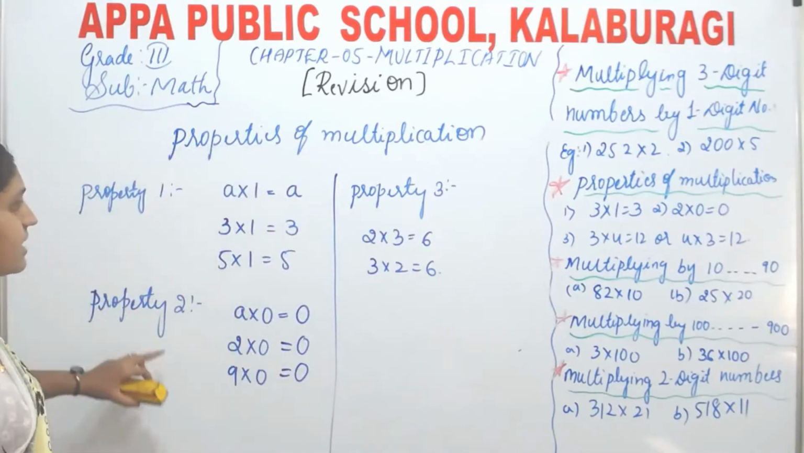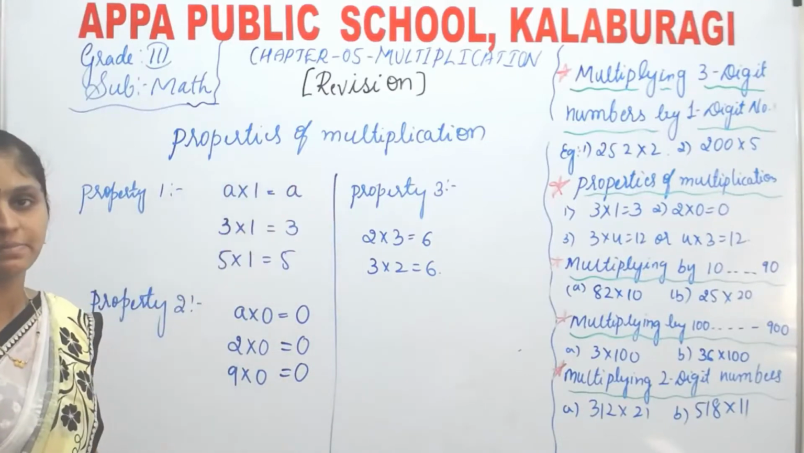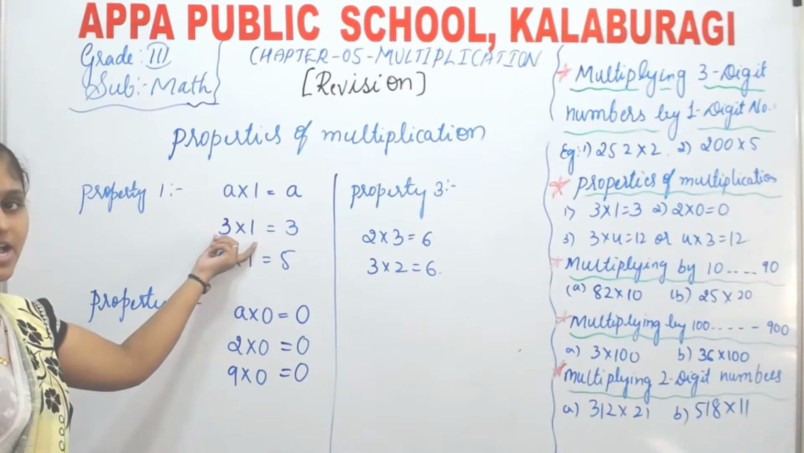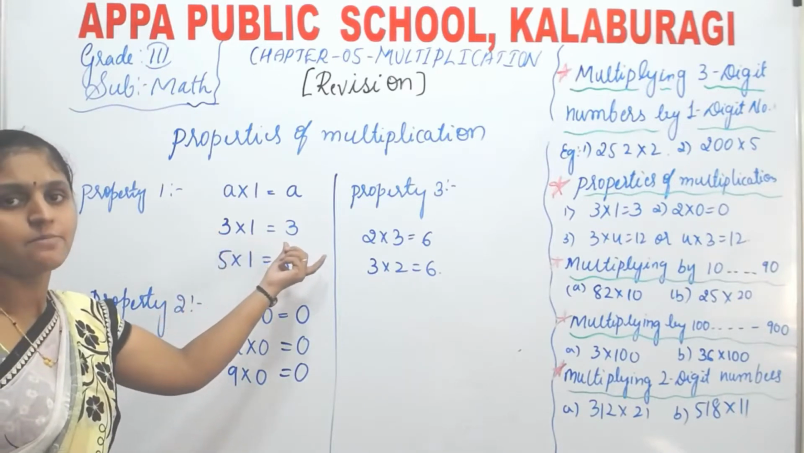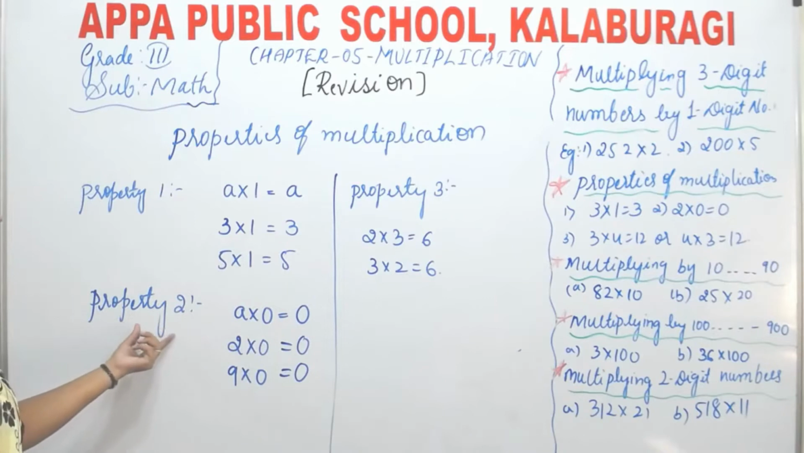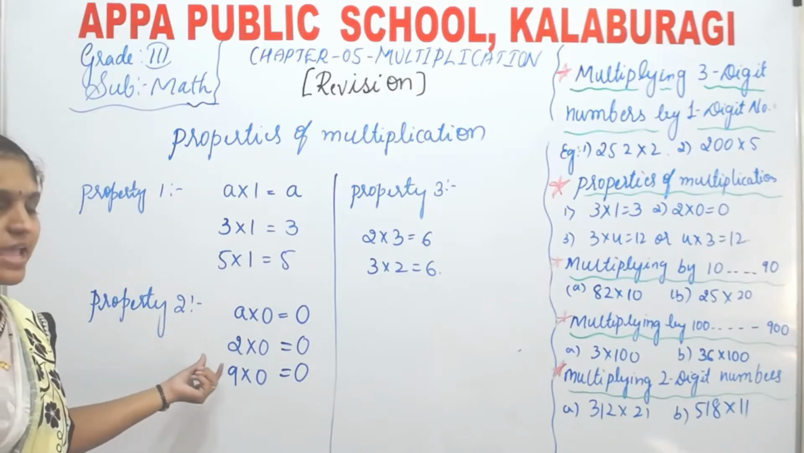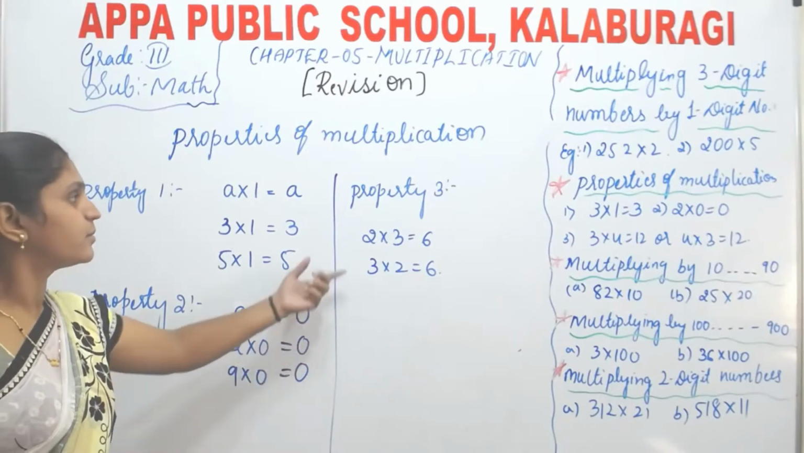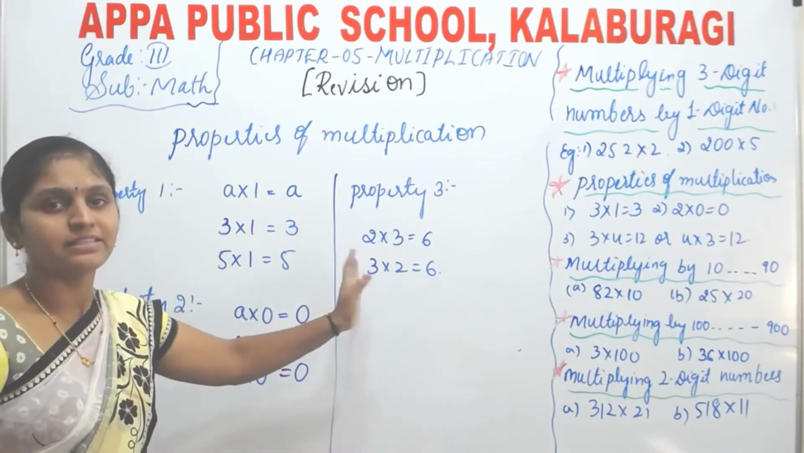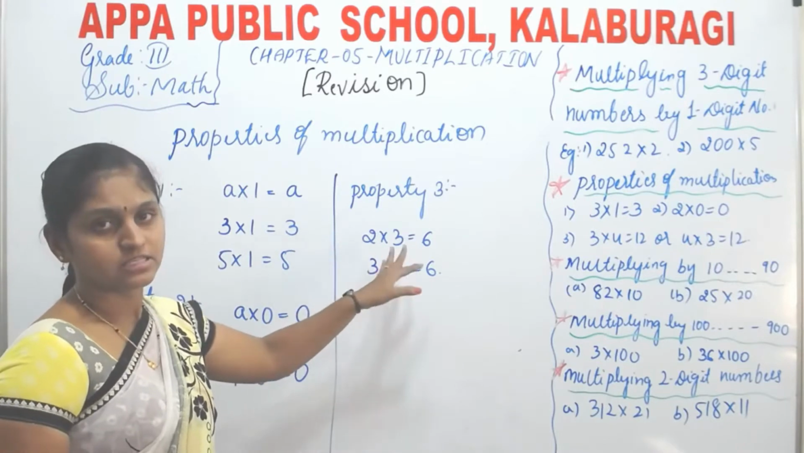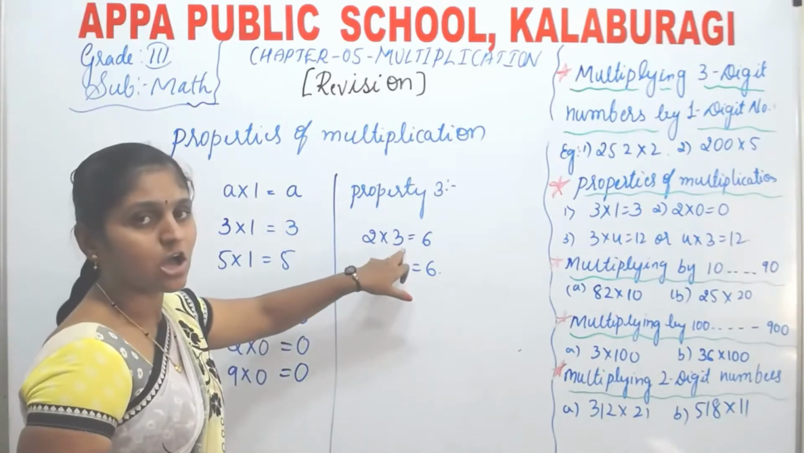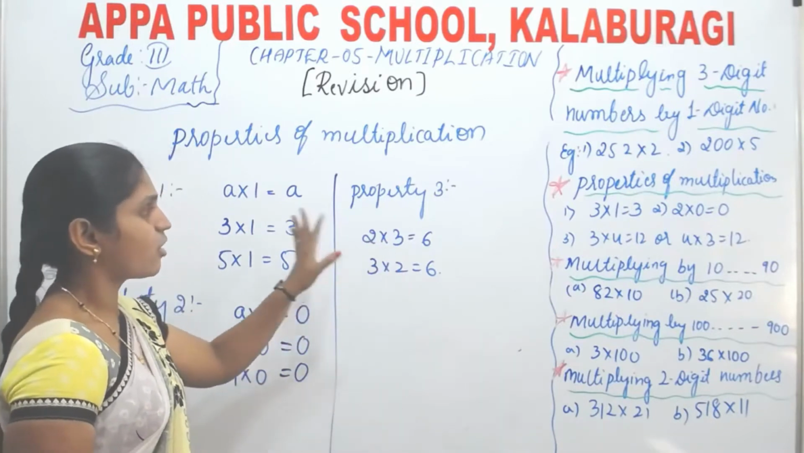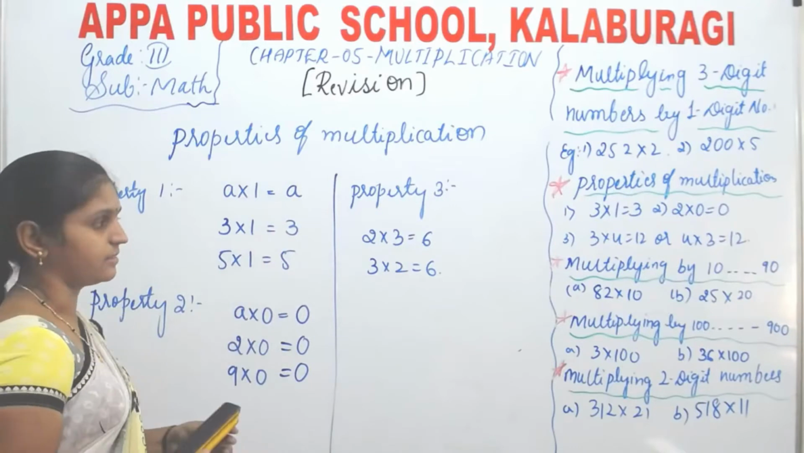So these three are the properties of multiplication. The first property: multiply any number by 1, we get the same number as the product. Property number 2: if you multiply any number by 0, we get 0 as the product. Property number 3: you multiply the factors vice versa. You may multiply 2 3s or 3 2s. Yes, so these are the properties of multiplication.